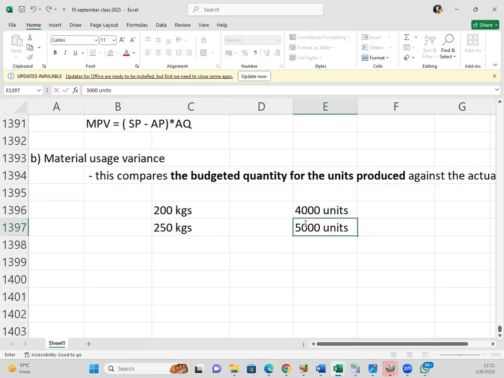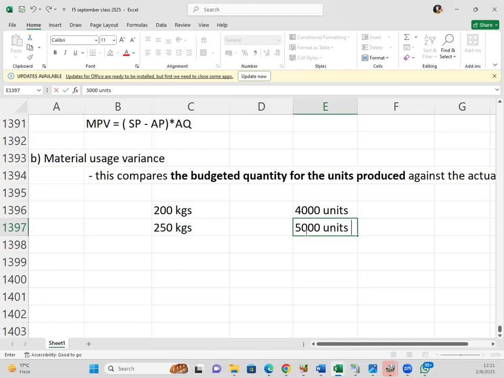Why? Because we don't just say we did badly, we used more than budgeted. The 200 we budgeted was for 4,000 units. So if you are comparing, you have to say, I was budgeting 200 for 4,000 units. But what would be the same budget if I had used the 5,000 units? So that is the budget for the actual units produced.